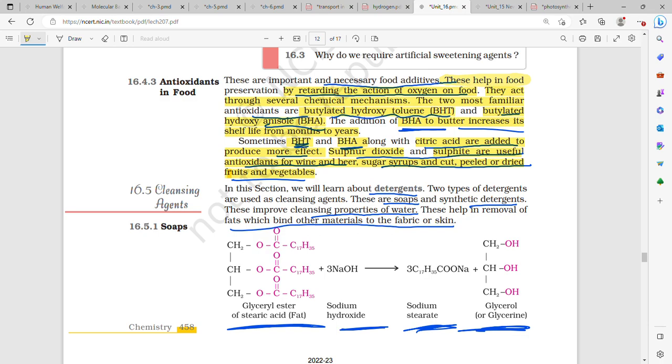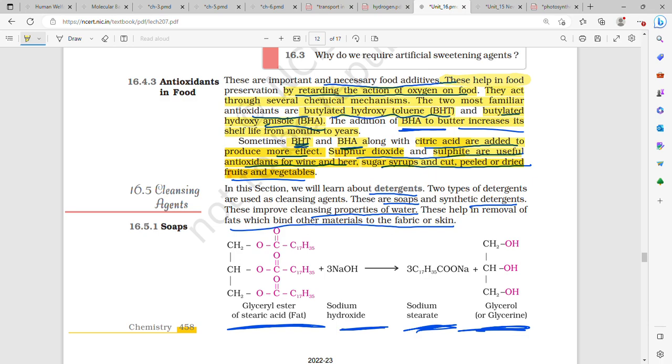Similarly, BHT and BHA along with citric acid are added to produce more effect. If they are put along with citric acid, then they produce more effect. Sulfur dioxide and sulfite are useful antioxidants for wine and beer, sugar syrup, and cut, peeled or dried fruits and vegetables. So sulfur dioxide and sulfite both are very useful antioxidants for wine and beer.